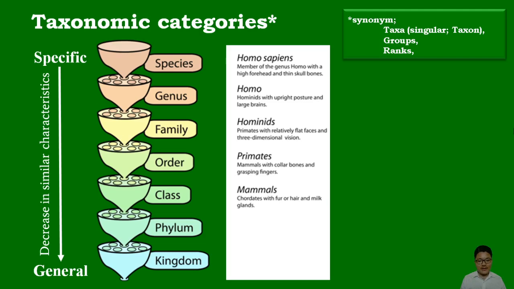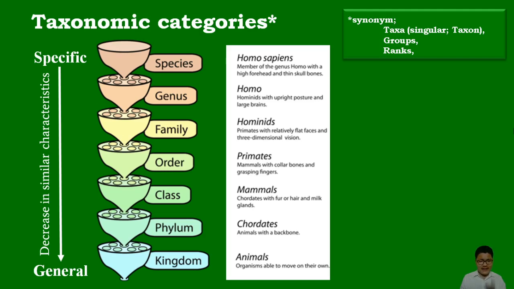Our class is mammals. We have fur or hair on our body, and in case of our mothers, we have mammary glands for nurturing the young ones. Phylum of ours is chordata. We have a backbone or spinal cord. Our kingdom is animal. We are able to move from one place to another. Simple, right? But it's difficult for us to remember species, genus, family, order.